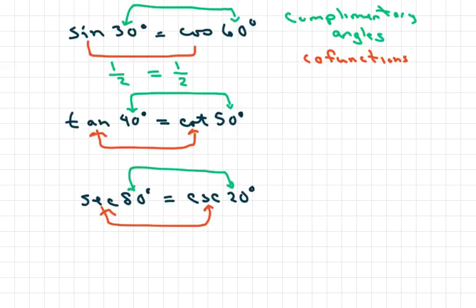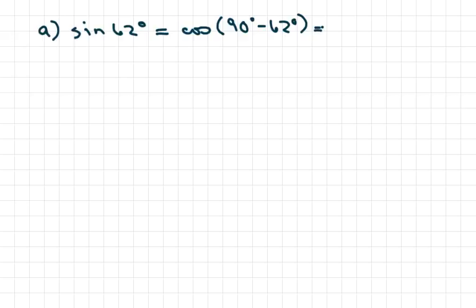Okay? We're going to quickly use the complementary angle theorem now. We want to know, by using it, let's look at sine of 62. So to change it to cosine, it's a cofunction. We're going to take cosine and subtract 62 degrees from 90. And this is going to equal cosine of 28 degrees.